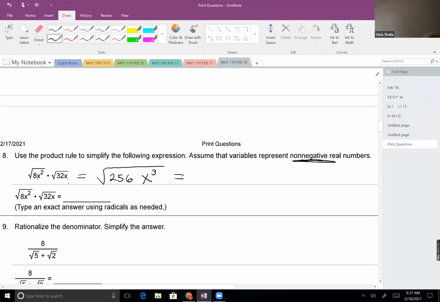And now let's see, 256, is that a perfect square? Anybody want to try taking that square root of 256 and telling me if it comes out evenly? Got 16. Oh, beautiful. That's 16 squared. X cubed is x squared times x. Remember, if we have an odd exponent, we want to factor one out. And so that gives me 16x times the square root of x.